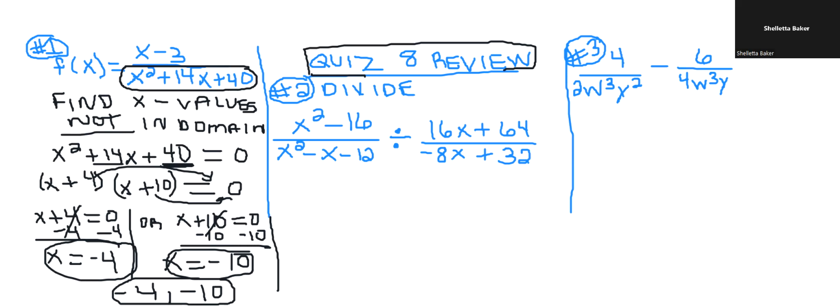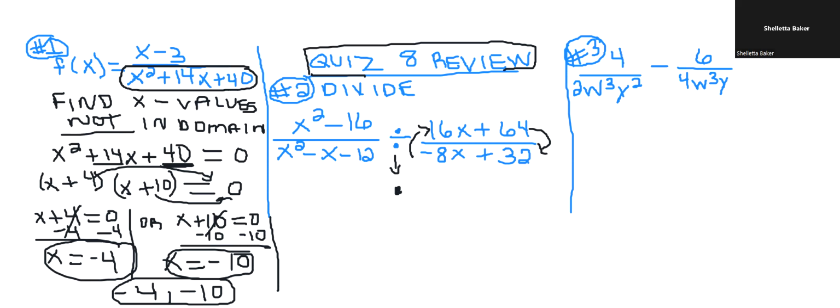Now for question 2, we're dividing these two expressions. And remember, when you're dividing by a fraction, it's the same as multiplying by its reciprocal. So we change this operation from division to multiplication and take the reciprocal of the second fraction. All of the terms in the denominator move to the numerator, and all of the terms in the numerator move to the denominator. To solve, we are going to be factoring.